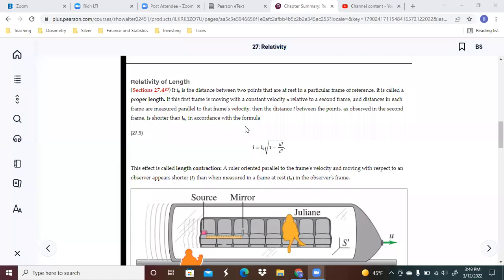This will be the lecture over section 27.4. If L naught is the distance between 2 points that are at rest in the particular frame of reference, it is called the proper length.